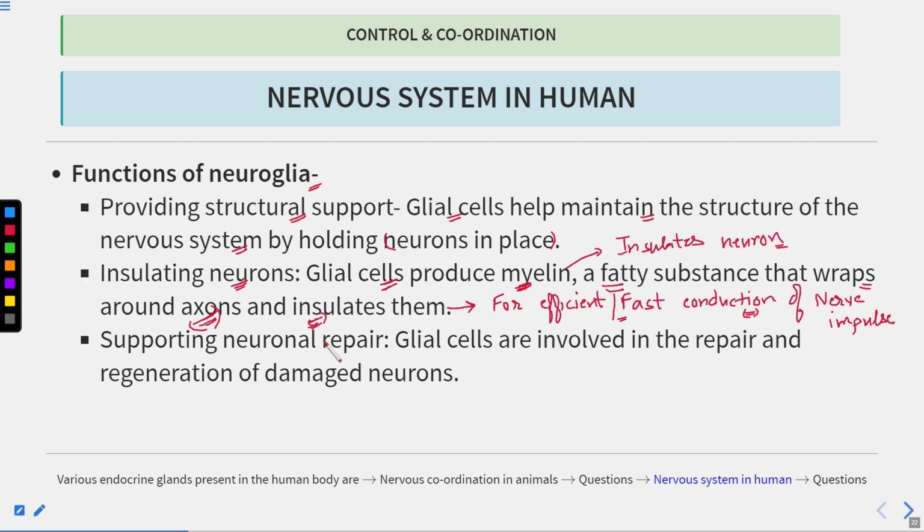Now, the next role is supporting neuronal repair. These glial cells are also involved in the repair and regeneration of damaged neurons. Neurons don't divide, and we have seen in the previous slide that the number of neurons is also fixed in a particular organism, but they can be repaired. So the repair and regeneration of damaged neurons takes place by these glial cells. These are the important functions of the neuroglia. Clear? And there are some other functions, such as the transport of nutrients across the neuron.